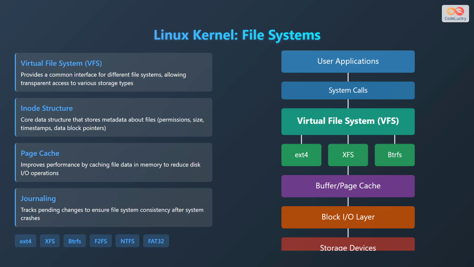Some of the file systems used are ext4, B-tree file system often called BTRFS, flash-friendly file system often called F2FS, NT file system often called NTFS, and file allocation table 32 often called FAT32.